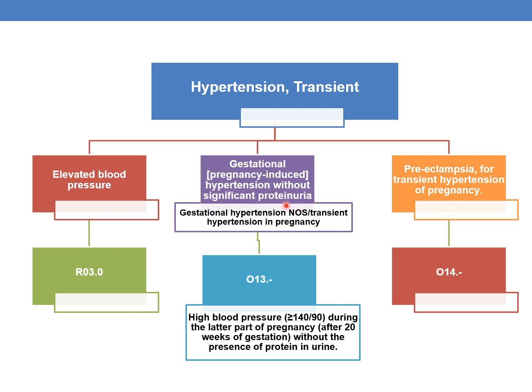Gestational or pregnancy-induced hypertension without significant proteinuria can be coded for hypertension in pregnancy, transient hypertension in pregnancy or gestational hypertension NOS. That is given in the category O13 series. The high blood pressure that is greater than 140/90 during the later part of pregnancy, after 20 weeks of gestation, without the presence of protein in urine. Next is pre-eclampsia for transient hypertension of pregnancy. This is given by O14 series.